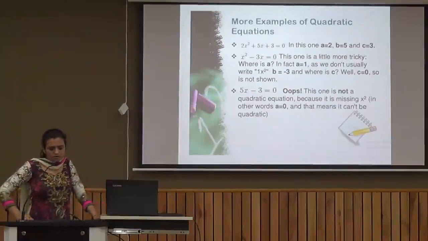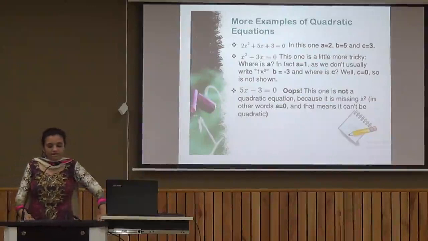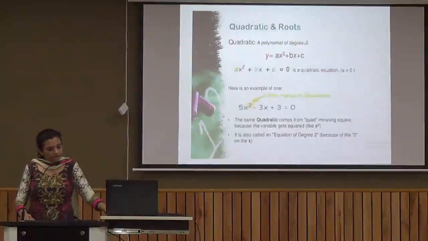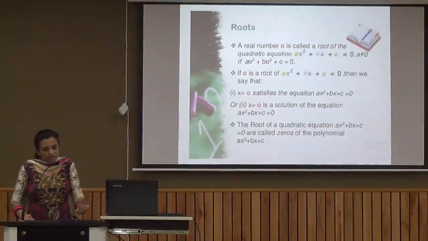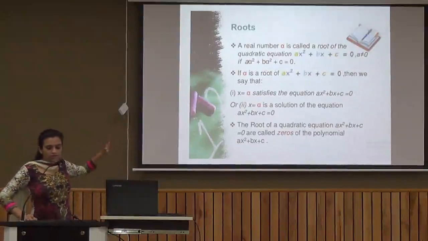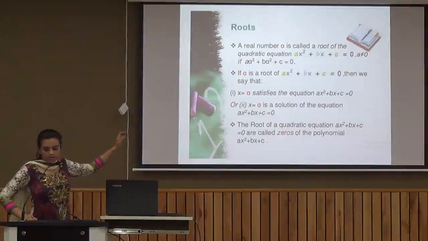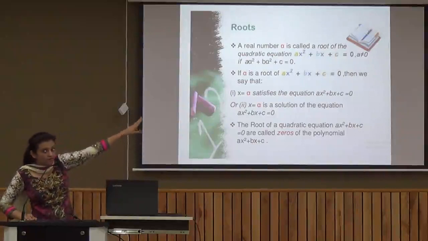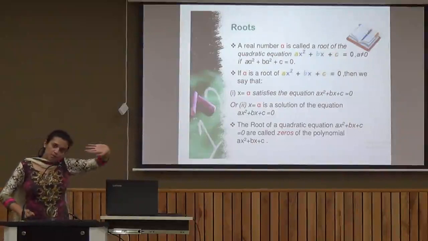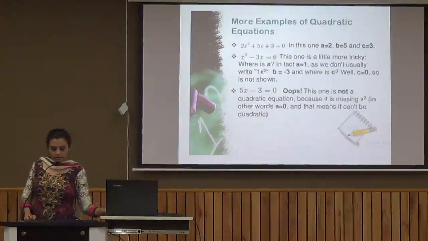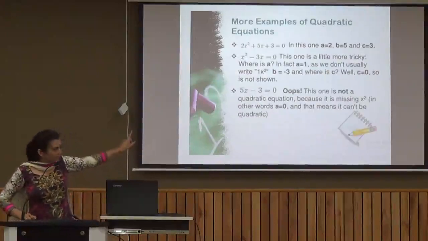Oops, this one is not a quadratic equation, because it is missing x squared. In other words, a is equal to 0. Let's go back to the previous slides and see. A real number alpha is called the root of the quadratic equation, such and such. And look at the last condition mentioned below, a not equal to 0. The moment a turns out to be 0, it becomes a linear equation, like in the third example here.